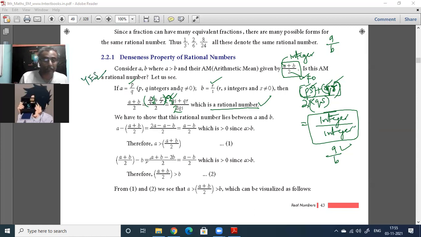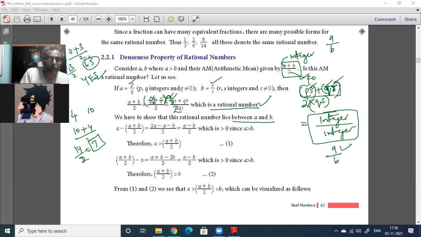The other question you have to ask is, we have to show this rational number lies between A and B. Otherwise, it is not the arithmetic mean of A and B. Let us say 4 and 10. Arithmetic mean of 4 and 10 is 10 plus 4 by 2, 14 by 2 is equal to 7, which is another integer. You can also have a rational number: 10 plus 3 by 2, 13 by 2 is equal to 6.5. This is of the form A by B. We have proved that.